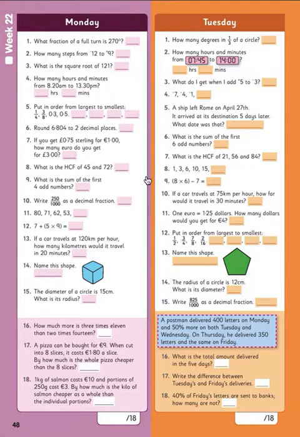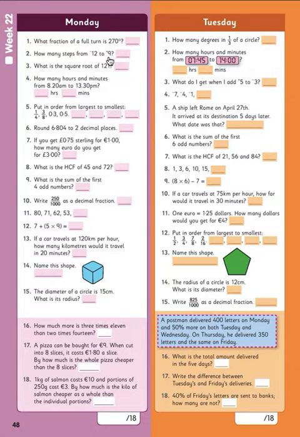So Monday, number 1, what fraction of a full turn is 270 degrees? So you are going to put 270 degrees over 360, which is a full turn, and simplify down to the simplest fraction. How many steps from minus 12 to plus 9? So you're going from minus 12 back to 0, so minus 11, minus 10, minus 9, minus 8, like that. And then when you get to 0, you're counting up to 9.